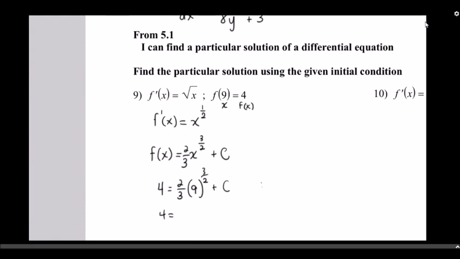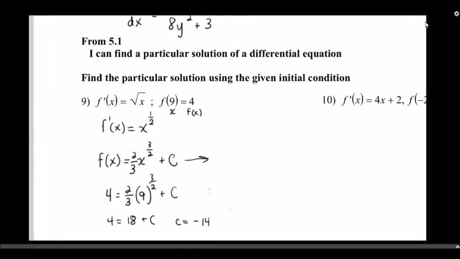So 4 is equal to 18 plus c, which means that c is equal to negative 14. So coming over here, we have f of x is equal to 2/3 times x to the 3/2 minus 14. One way you can check this is to plug in your initial condition, and you should get a 4 if you plug in a 9 for x. So it's one way you can check.